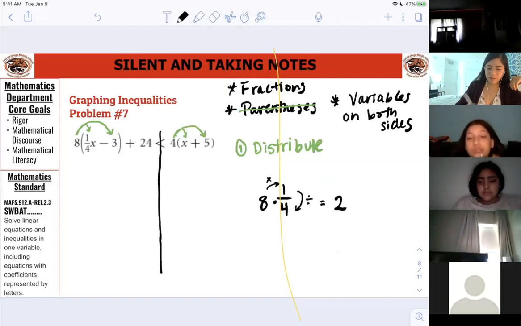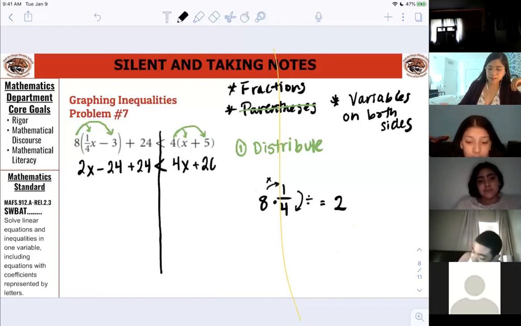All right, so I get 2x. Now I do 8 times -3, I get -24. Everything else stays. Now over here I have 4 times x. That's 4x. X plus 20. And then 20.